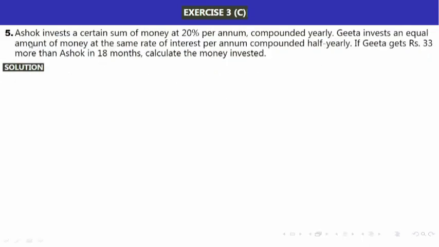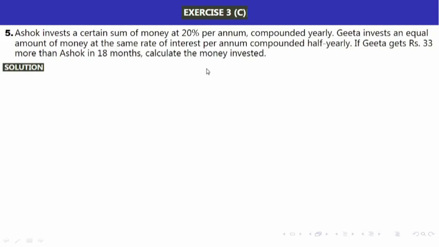Let's take one more question. Ashok invests a certain sum of money at 20% per annum compounded yearly. Okay, so try to understand. Ashok invests a certain sum of money at 20% per annum compounded yearly. Now we don't know what amount they are talking about. Geeta invests an equal amount of money at the same rate of interest per annum, but this time compounded half yearly. If Geeta gets rupees 33 more than Ashok in 18 months, calculate the money invested.